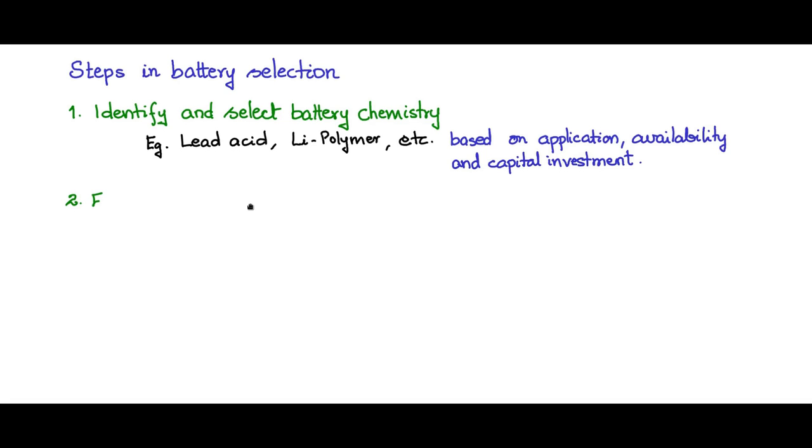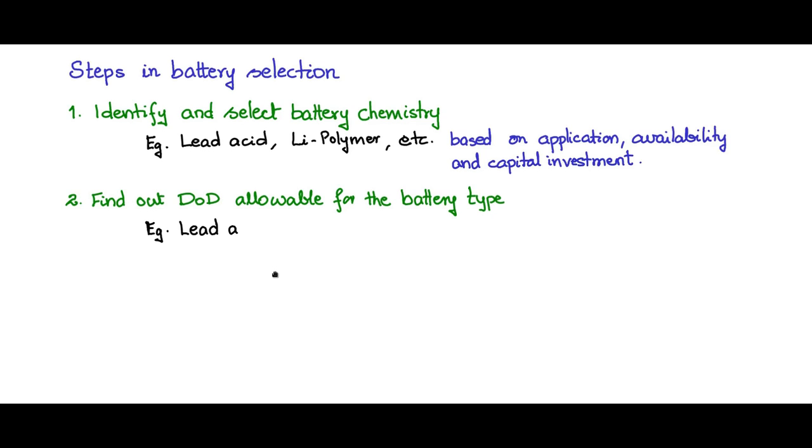Next, find out what is the allowable depth of discharge for the particular battery. This is an important parameter that you should know, because this will tell you what is the ampere hour rating of the capacity of the battery that you will finally have to select. The depth of discharge also depends upon the chemistry and the type of the battery that you will be choosing.